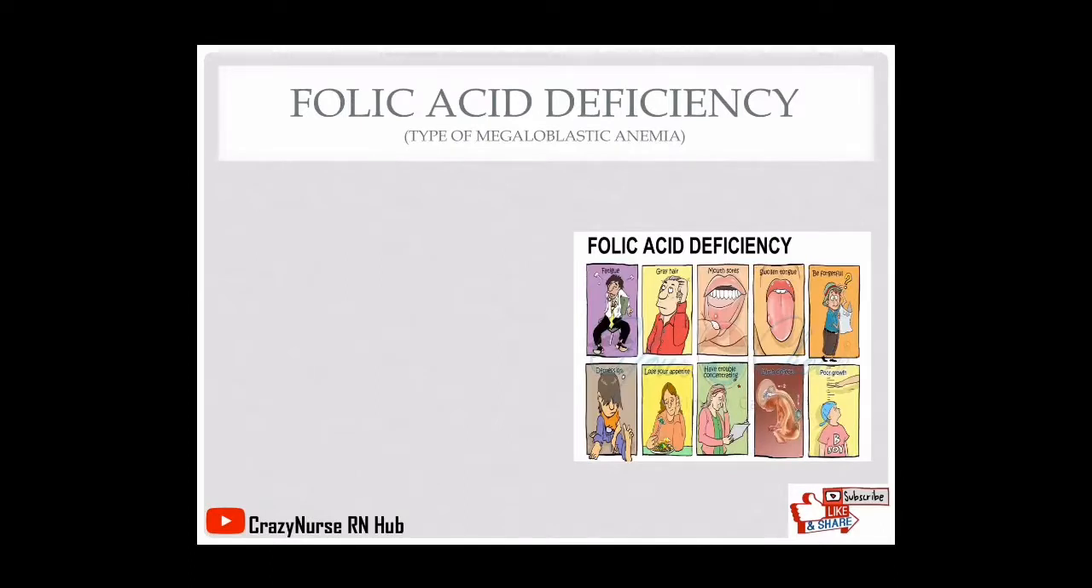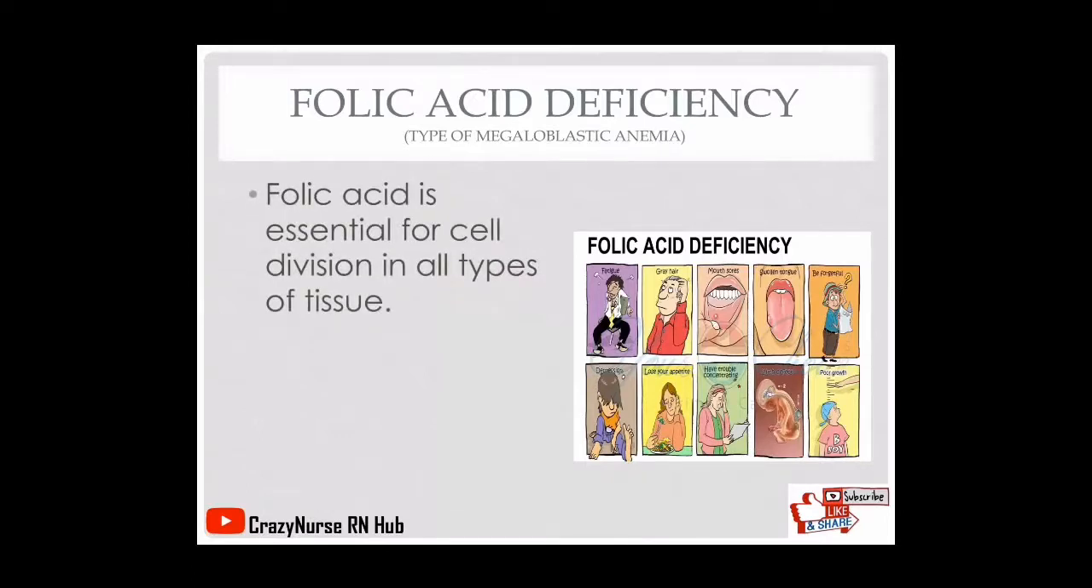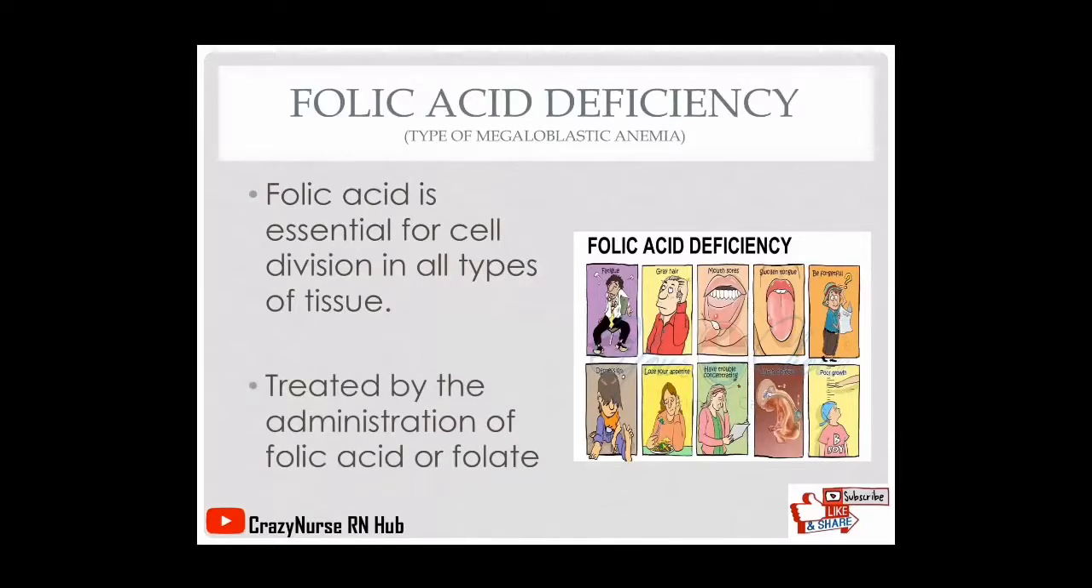We also have folic acid deficiency, which is a type of megaloblastic anemia. Folic acid is essential for cell division in all types of tissue. It is treated by the administration of folic acid or folate. Remember that folic acid is responsible for the cell division of your red blood cells. So if the patient is lacking folic acid in her body, that would also affect the function and structure of the red blood cells, thus decreasing the amount of oxygen delivered to the different parts of the body.